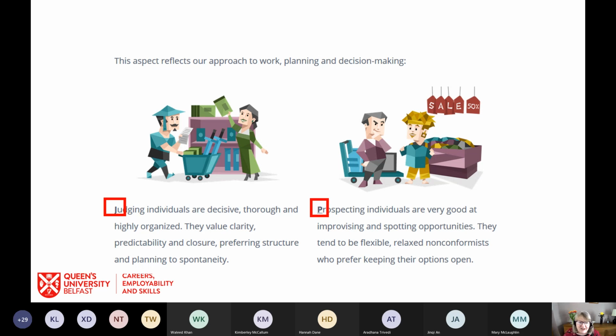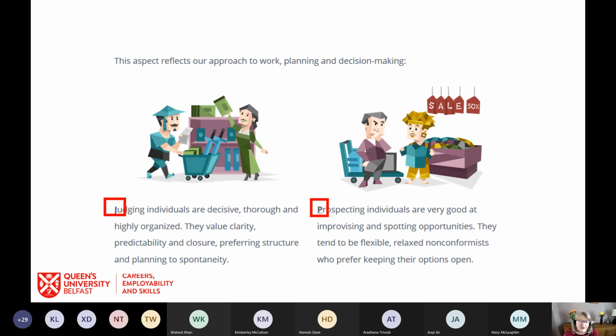The prospecting individuals are very good at improvising and spotting opportunities. They tend to be more flexible and relaxed non-conformists and prefer to keep their options open. So judging, then, they like to come to closure. They like to make plans to have control or act in a controlled way. They prefer to act within a structure. So they need to have a level of structure and prefer to have a schedule of activities.